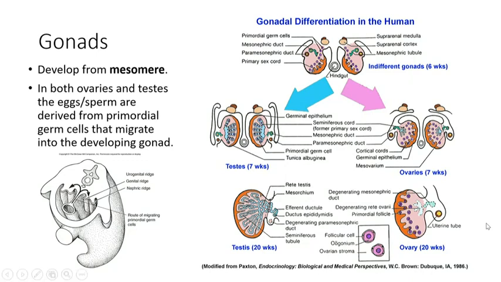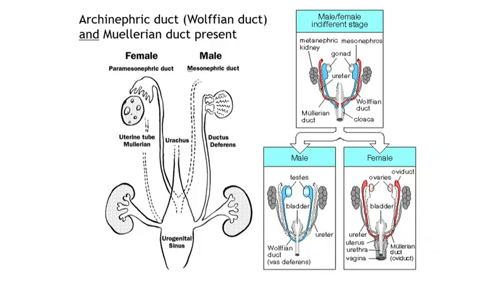Okay, so what happens, so here we have the undifferentiated, so we have the Mullerian duct here in red, and we have the Wolffian duct here in blue, and so up to 6 weeks we have both in the developing fetus or embryo, and then they start to degenerate, depending on whether this is going to eventually be a female or a male.